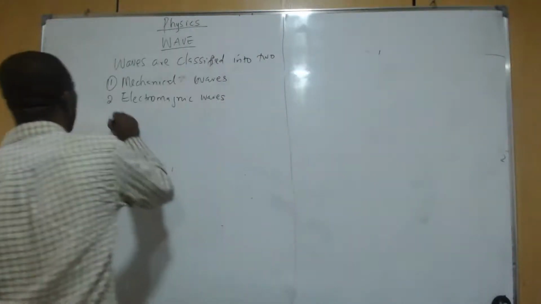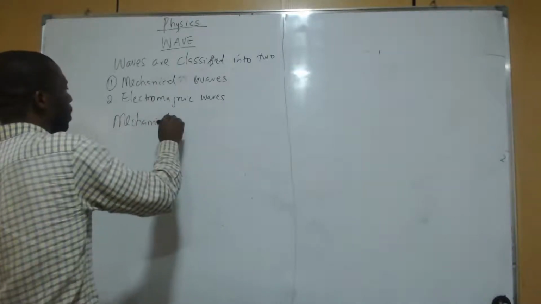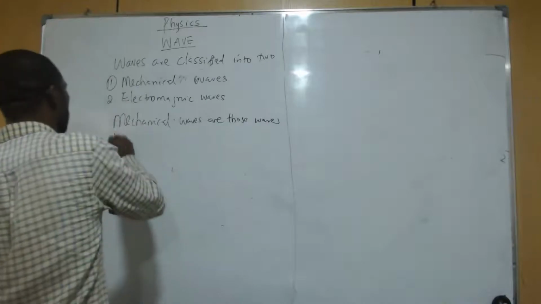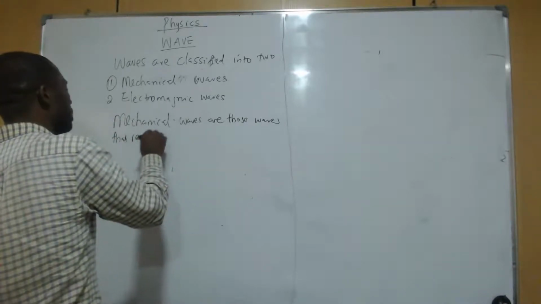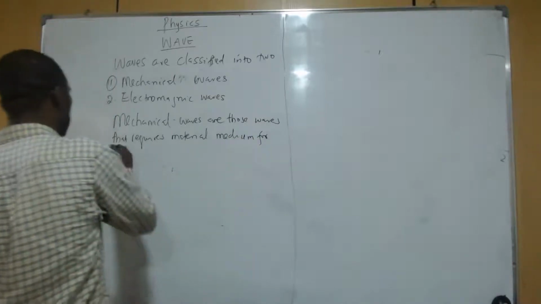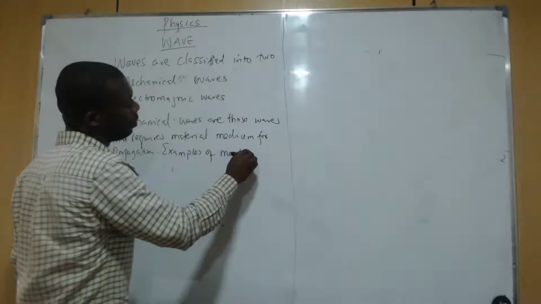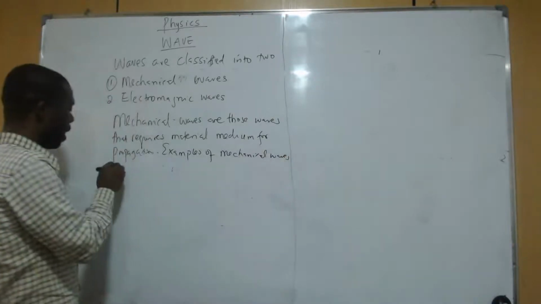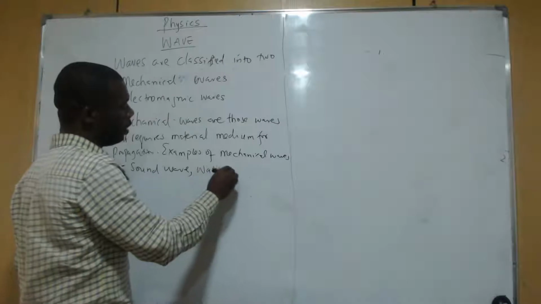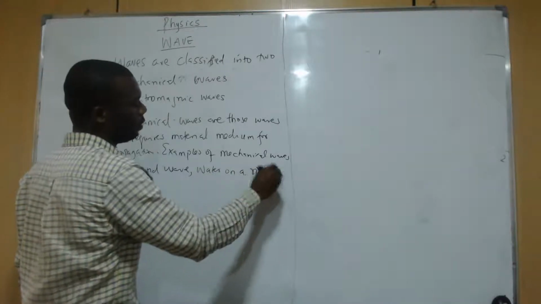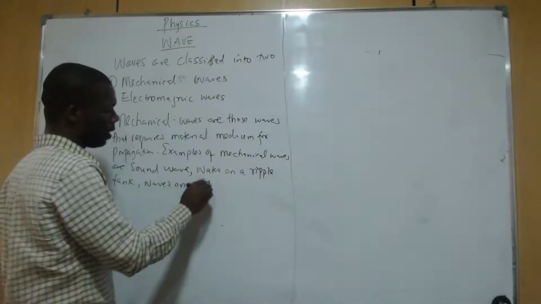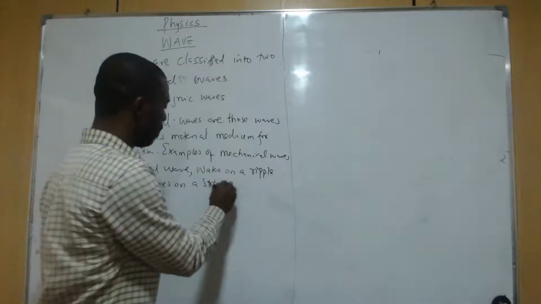Example, mechanical waves are those waves that require material medium for propagation. Mechanical waves are sound waves, waves on a ripple tank, waves on a string. These are examples of mechanical waves and more others.